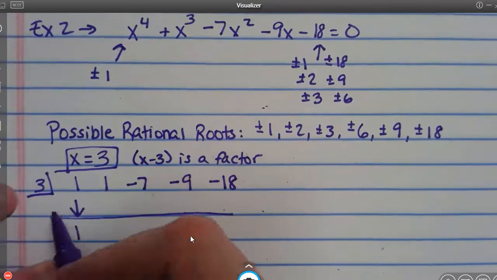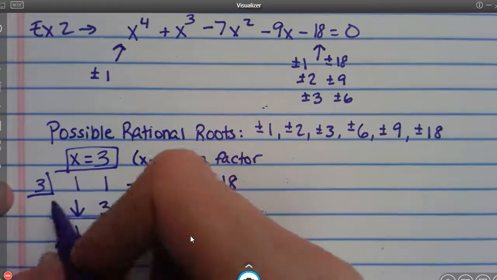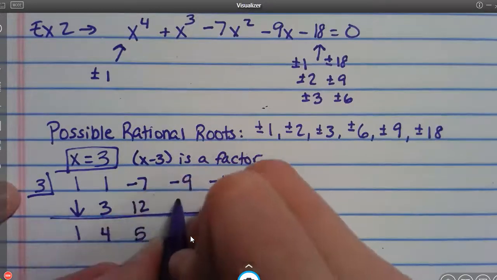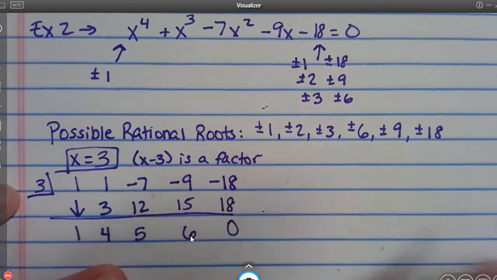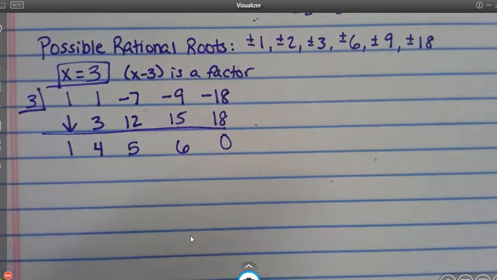So I bring my 1 down. 1 times 3 is 3. Add down, we get 4. 4 times 3 is 12. Negative 7 plus 12 is 5. And then we keep going. We get 0 as a remainder, which is good because I told you 3 actually was a root.